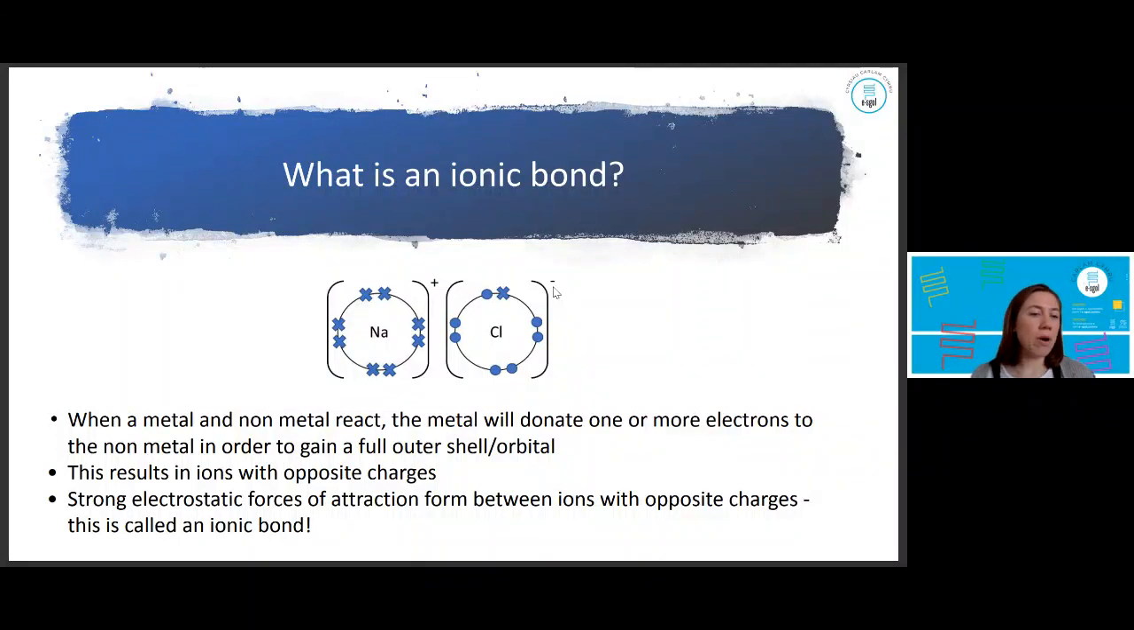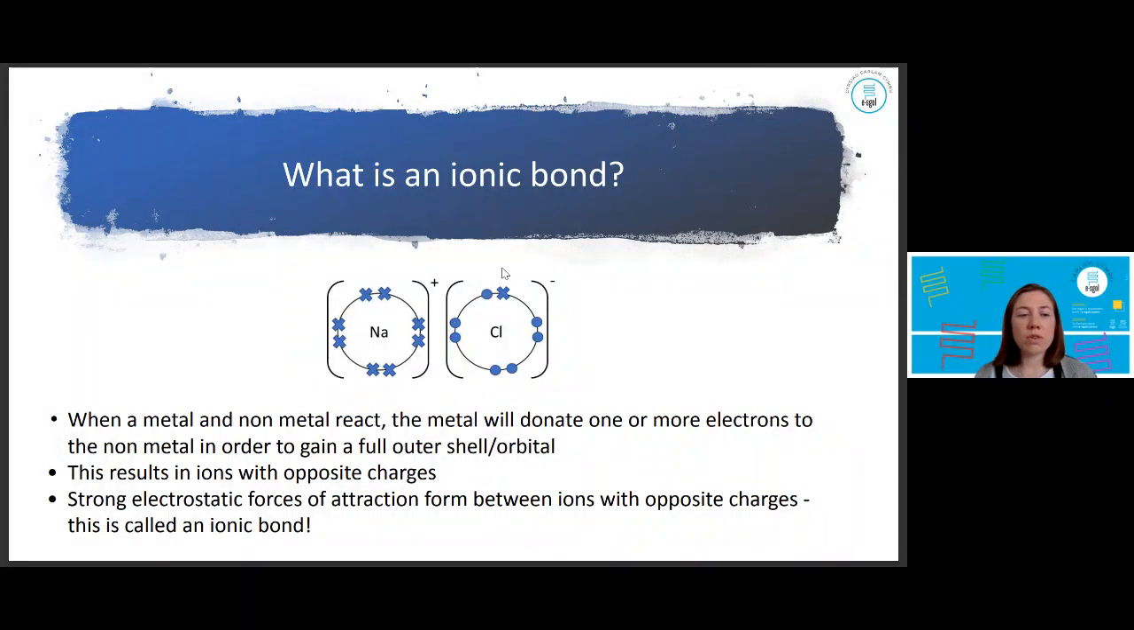So what is an ionic bond? Well, when a metal and a non-metal react together, the metal will donate 1 or more electrons to the non-metal in order to gain a full outer shell or orbital. In the same way, that chlorine in this example wants to gain that 1 electron in order to have a full outer shell of electrons. Okay, full shells means they are stable and happy, okay, and a strong ionic bond will form as a consequence or as a result of that.